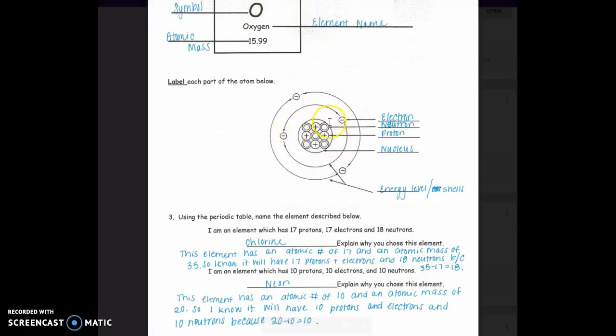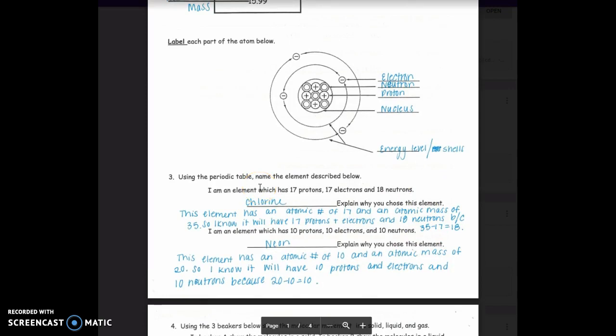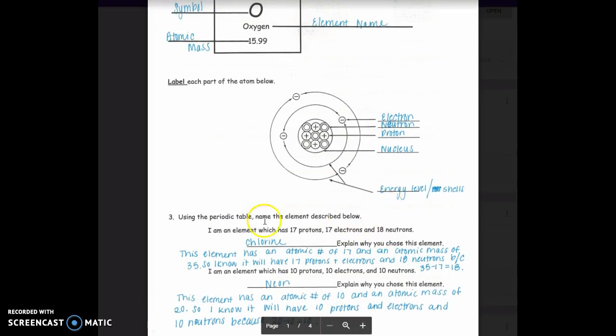The nucleus is the circle here, which houses your neutrons and your protons. And then the energy levels / shells are these bigger rings that go around the nucleus. Okay? So electron, neutron, proton, nucleus, energy level / shells. So now it says using the periodic table, name the element described below. So she may give you some information about what has 17 protons, 17 electrons, and 18 neutrons. So you're going to have to go and try and figure that out.